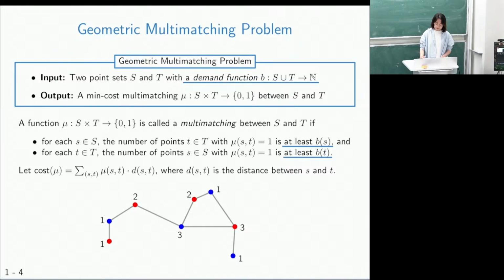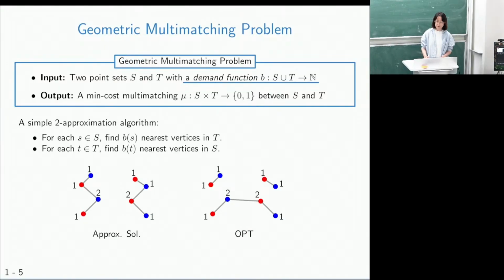And there exists a very simple 2-approximation algorithm for this problem. For each point in S, find its b_S nearest vertices in T, and for each point in T, we find its b_T nearest vertices in S. Then we connect all those pairs like this. For this point, its degree bound is 1, so we connect it with its closest neighbor. And in the case of this blue point, its degree bound is 2, so we choose its 2 closest neighbors.